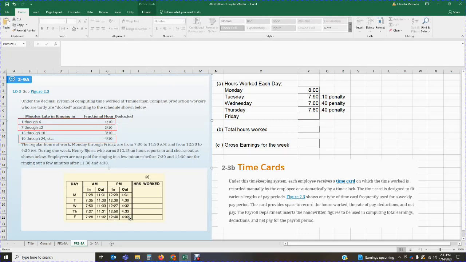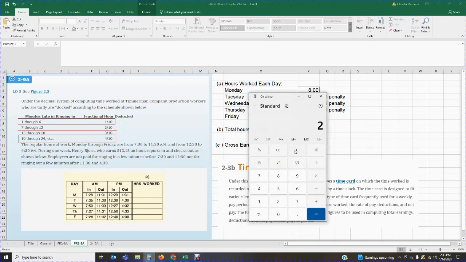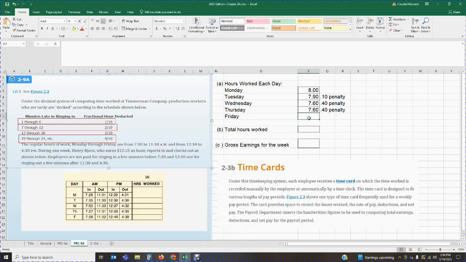Okay? And then he clocked out at 4:30. So if we're going to penalize him 2/10, 2 divided by 10, that's 0.2. So 1 minus 0.20, that means we're going to pay him 7.80 hours on this date, and there's a 0.20 penalty.